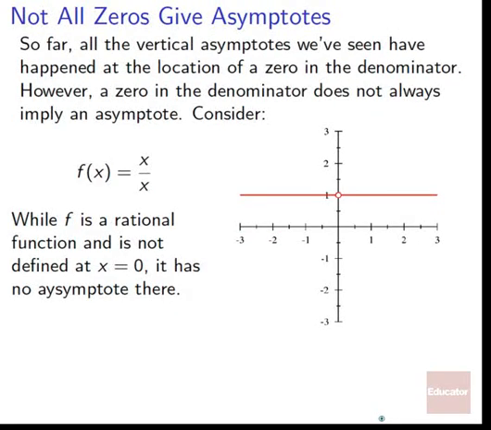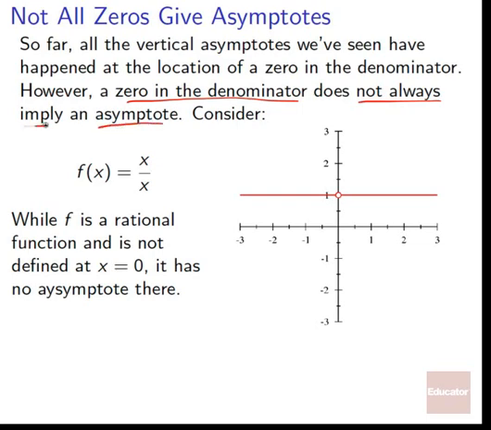Now, not all zeros give asymptotes. So far, all of the vertical asymptotes we've seen have happened at the location of a 0 in the denominator. And that is going to be the case. All vertical asymptotes will require there to be a 0 in the denominator. But a 0 in the denominator does not always imply an asymptote. So we're not going to always see an asymptote.